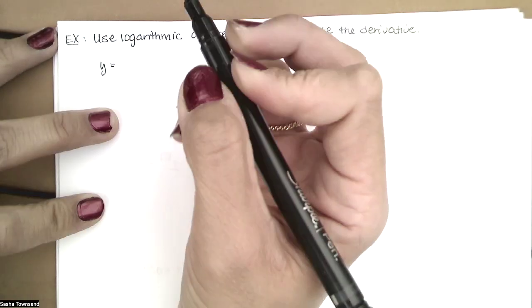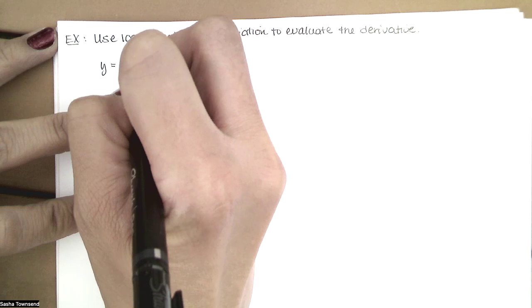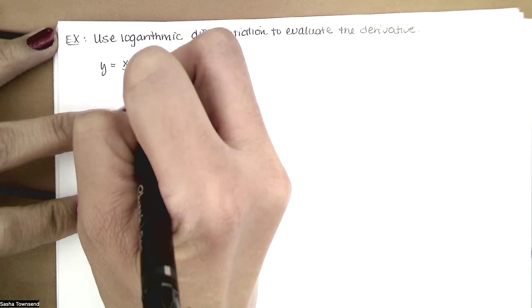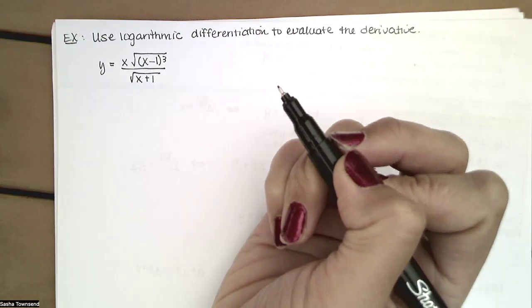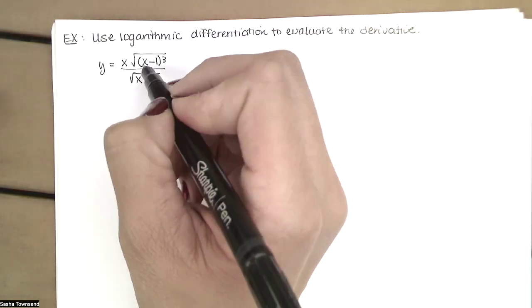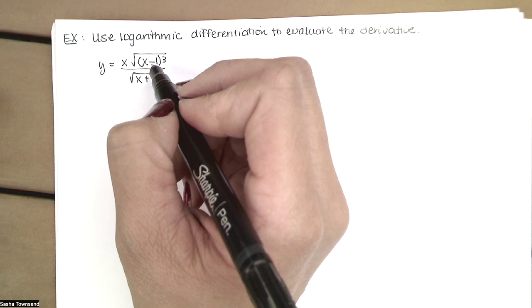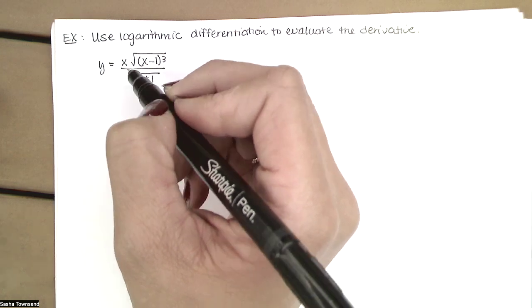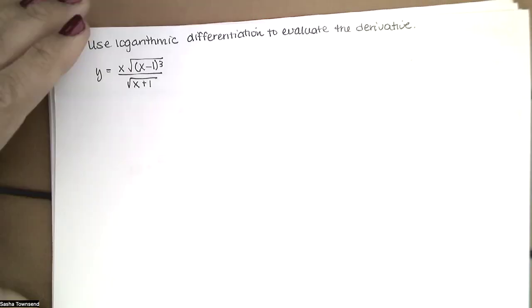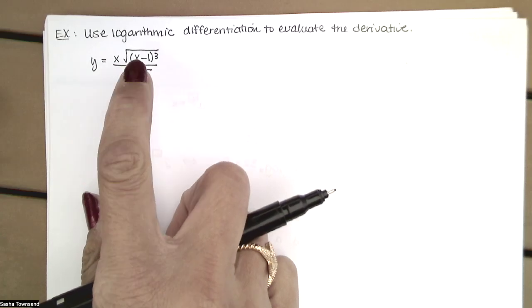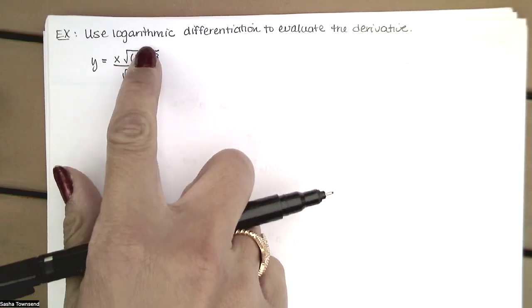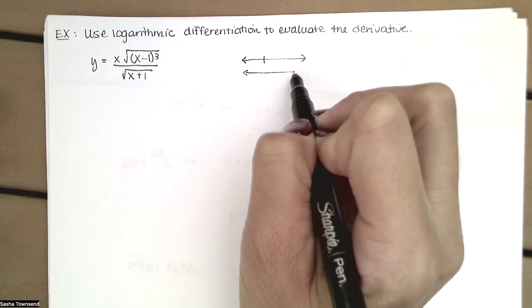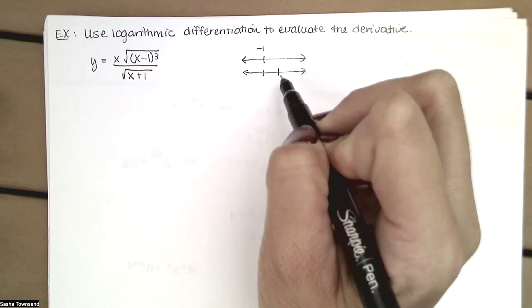So let's say we have y equals x times the square root of x minus 1 cubed, all divided by the square root of x plus 1. Now, before we get started, we should notice that this expression is only defined when x minus 1 is positive, and x minus 1 is positive when x is greater than 1. This expression is well defined when x plus 1 is positive, which means x is greater than negative 1. So the domain of this function comes from comparing those two domains. One goes from -1 to infinity. The other one goes from +1 to infinity.